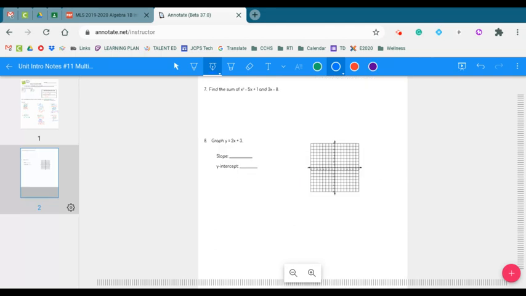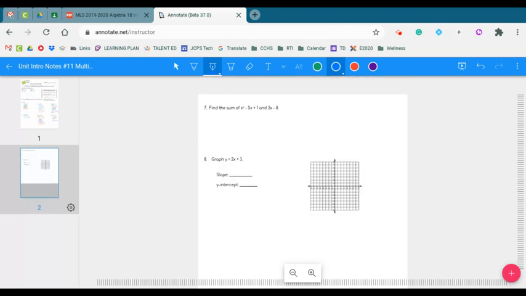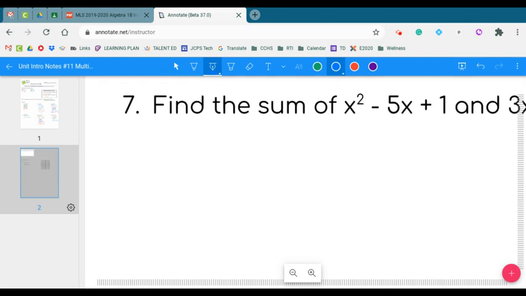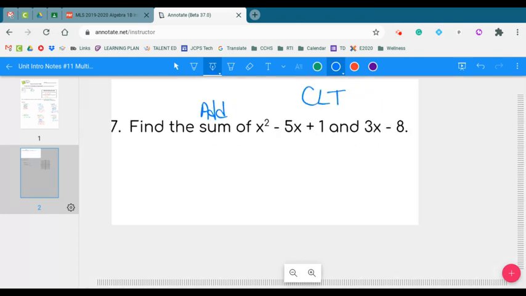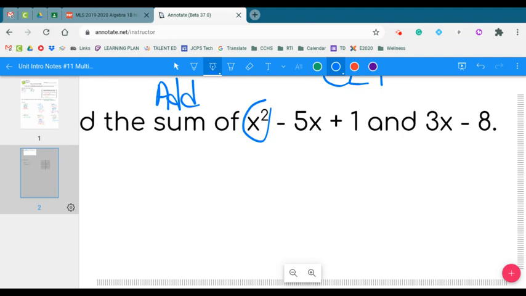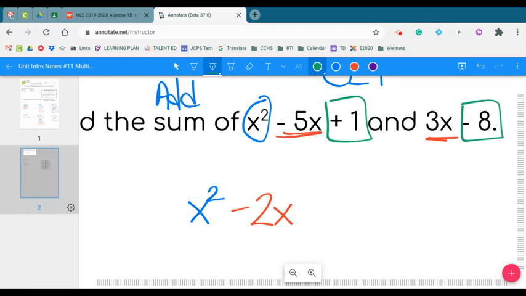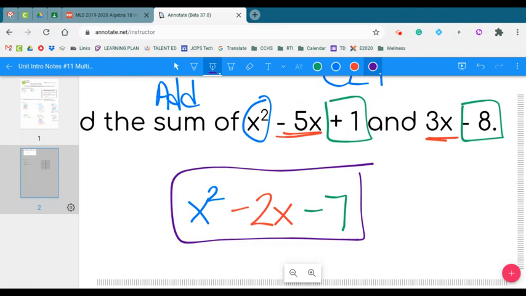Okay, let's go on to the back. The first one says find the sum. If we're finding the sum, that means we're adding. If we're adding, that means we're combining like terms. So I look at x squared, is there anything I can combine with it? No, so I'm just going to bring it down. Negative 5x, I can combine with the 3x. That's going to give me negative 2x. And then 1, I can combine with negative 8, and that's going to give me negative 7. So that would be my answer.